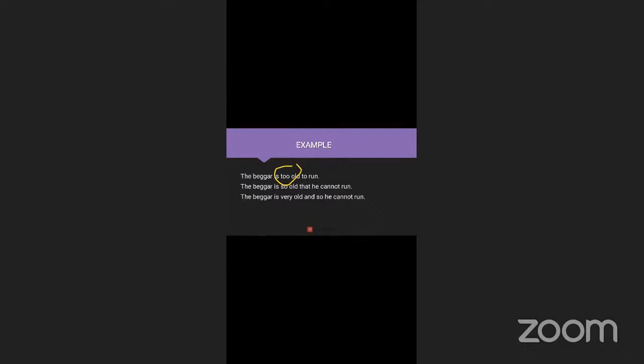To run. Instead of writing cannot run, in a simple sentence we wrote this as a small phrase, to run. The beggar is too old to run. That means he cannot run. In a simple sentence, to run itself shows that he cannot run. This is a simple sentence. Now we can come to the complex sentence.